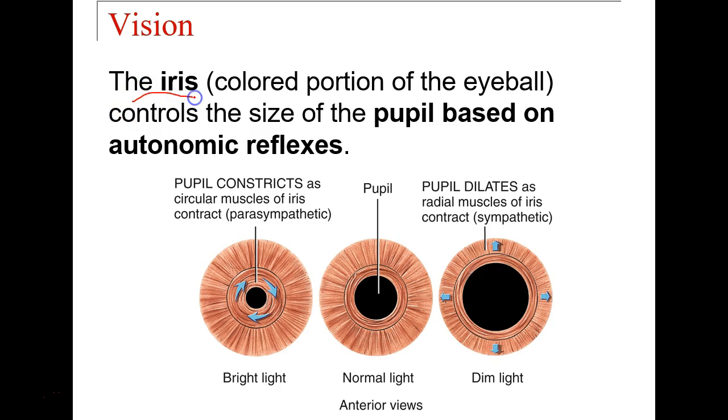Again, the iris controls the size of the pupil. So we have constriction, which is from parasympathetic innervation. Dilation is sympathetic. We have two arrangements of muscle for the iris: circular and radial. Circular will close the pupil. Radial will pull and open the pupil.